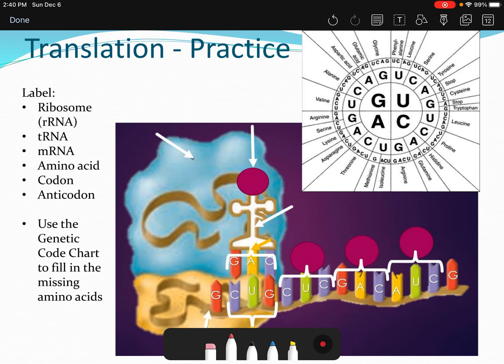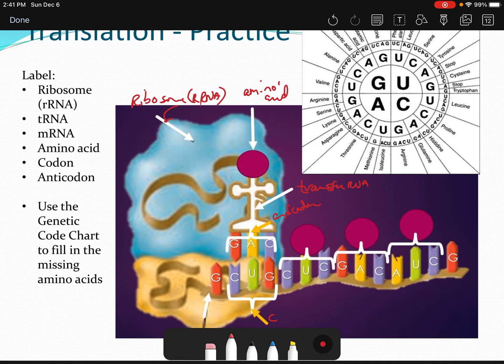So all of our different parts here that we have to label, you have to label the ribosome or rRNA. So here's your ribosome right here. This is pointing to an amino acid. This whole molecule here is your transfer RNA. Remember, this side of it carries an amino acid on one side and it has an anticodon on the other. And messenger RNA, this would be the codon, because this is your messenger RNA right here.